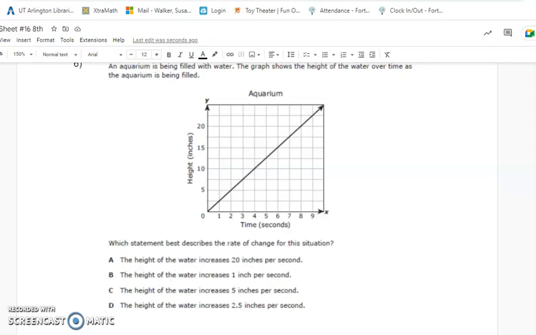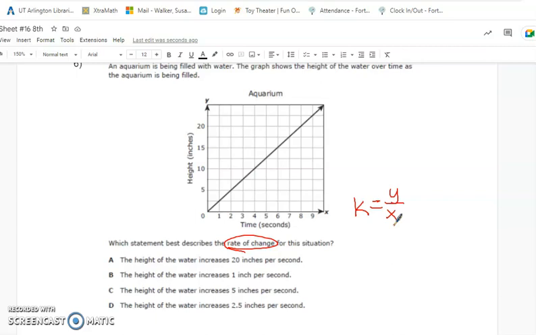Okay, number 6 says, an aquarium is being filled with water. The graph shows the height of the water over time as the aquarium is being filled. Which statement best describes the rate of change? Okay, rate of change. So one thing that we can see here is this is proportional. So we can also use constant of proportionality. Okay, and in this, I don't even think you need that.